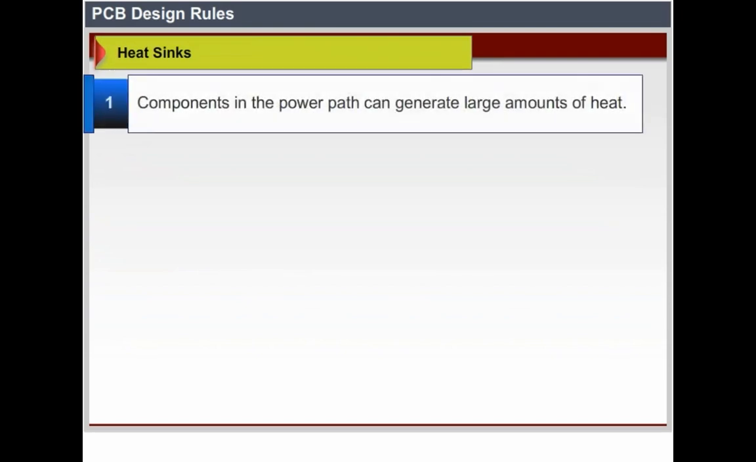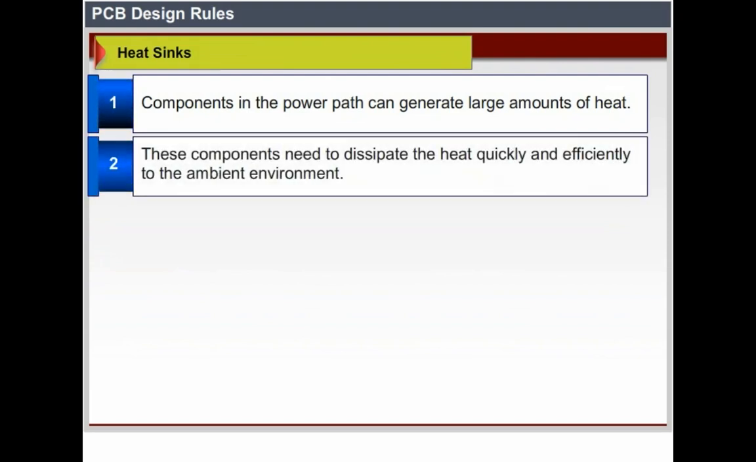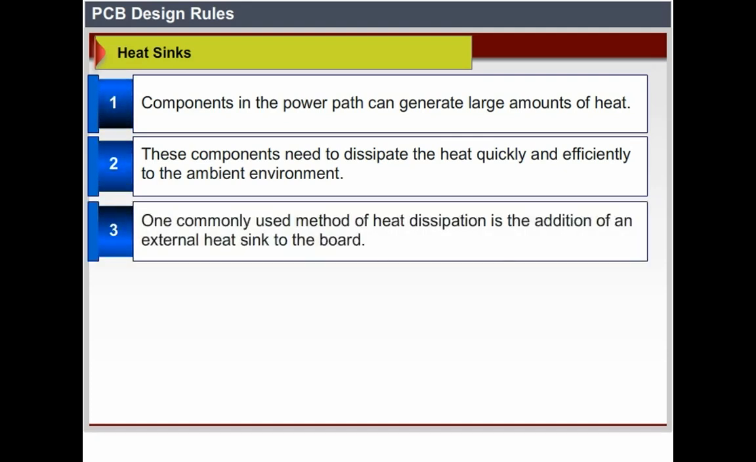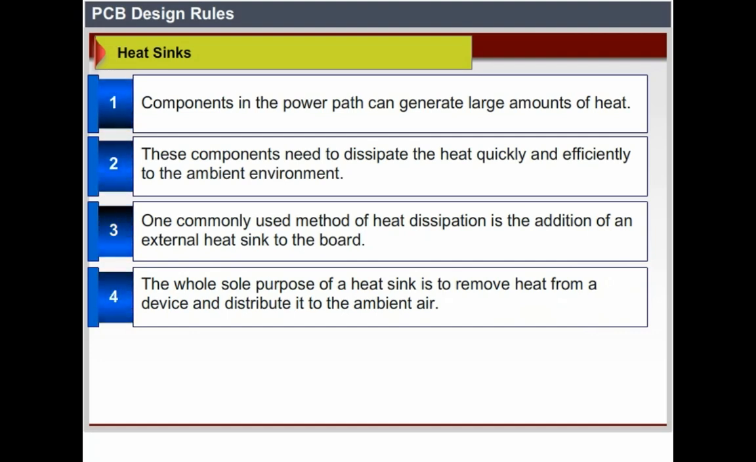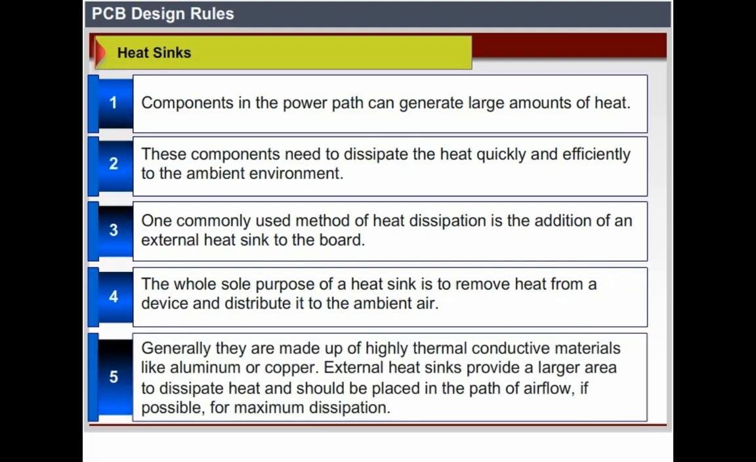Heatsinks. Components in the power path can generate large amounts of heat. These components need to dissipate the heat quickly and efficiently to the ambient environment. One commonly used method of heat dissipation is the addition of an external heatsink to the board. The purpose of a heatsink is to remove heat from a device and distribute it to the ambient air. Generally made from highly thermally conductive materials like aluminum or copper, external heatsinks provide a larger area to dissipate heat and should be placed in the path of airflow, if possible, for maximum dissipation.